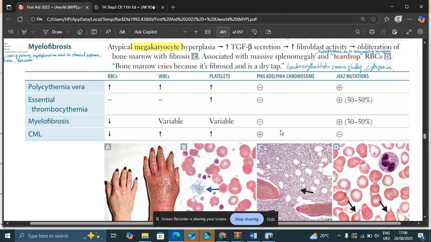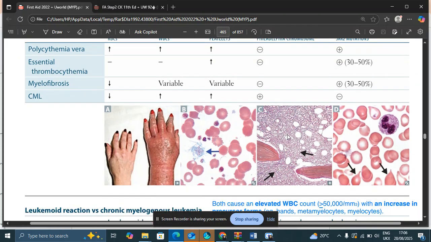This is dry tap. Look, this is fibrosed bone marrow. This is all fibrosed. And this is teardrop RBCs. These findings, always remember: splenomegaly, dry tap, and teardrop RBCs in myelofibrosis.